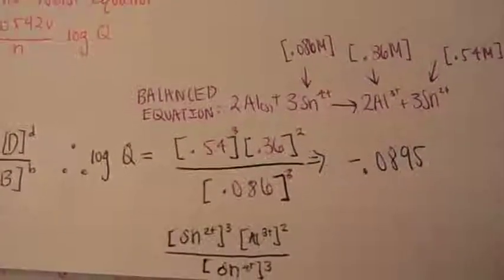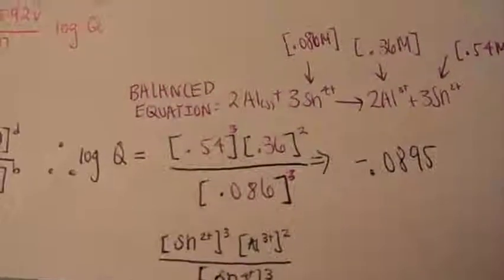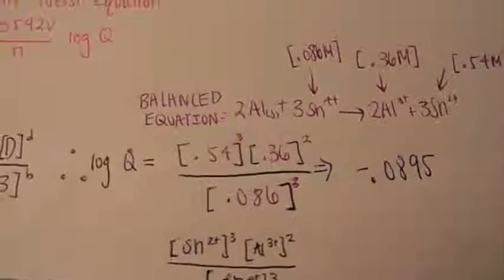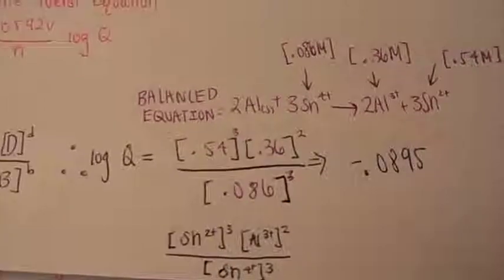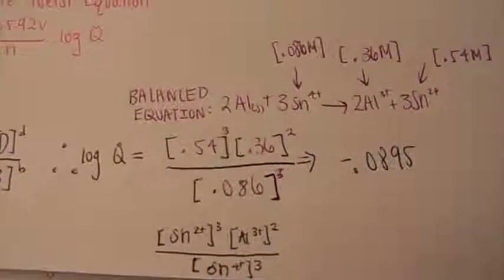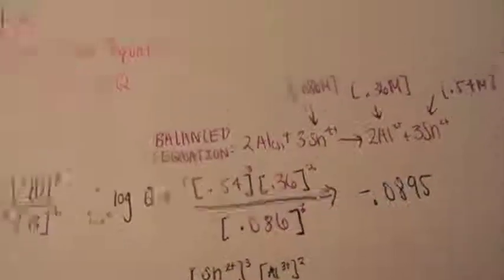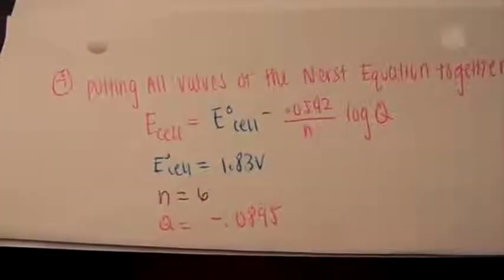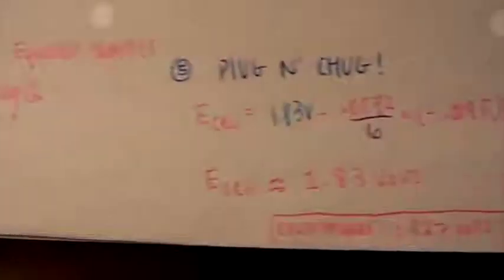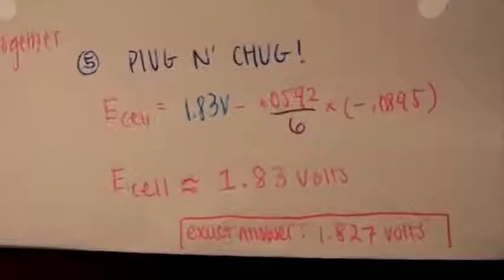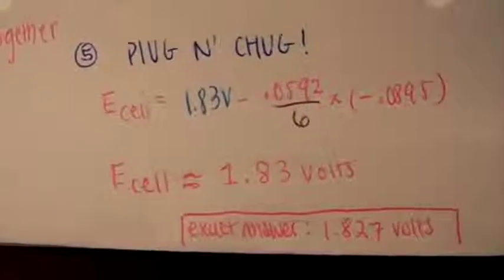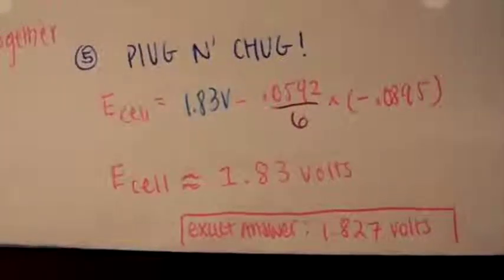Plugging in the numbers, being sure to remember the squares and the cubes, we get the answer negative 0.0895, which is the log. From there it's easy, because all we have to do is just plug and chug with our given values. After plugging and chugging, we see that the final value is 1.83 volts, or the exact answer, which is 1.827 volts.